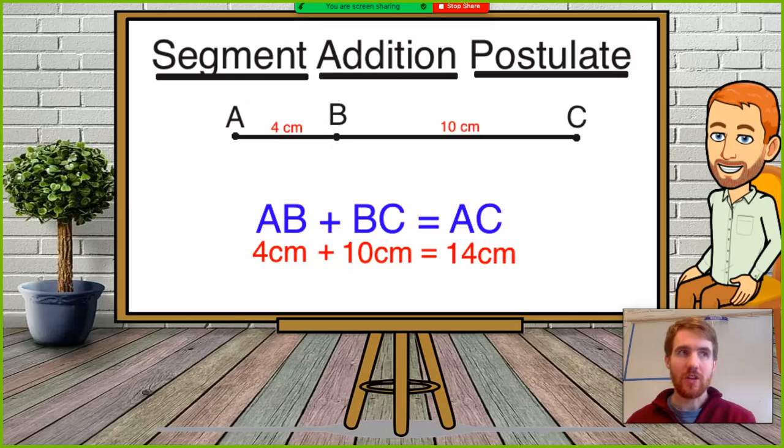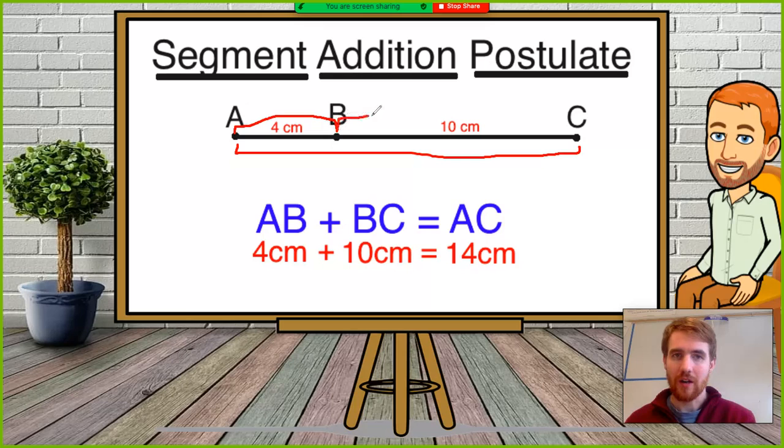So the segment addition postulate is basically a theorem, a rule we have in geometry. And it's pretty intuitive when you think about it. What it says is if we have one long line segment, for example, from A to C here, and we know the lengths of two pieces of it, maybe we have a point in the middle dividing it up into two pieces. One of those pieces is 4 centimeters long. The other one of those pieces is 10 centimeters long. We can find the length of the whole thing just by adding it together.